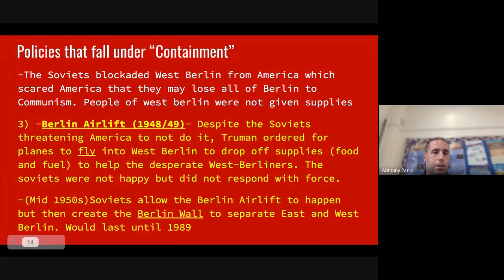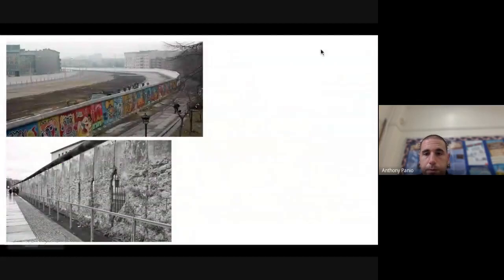If you guys can, you need to put in the chat, please do. Otherwise, I want to move on to these pictures. All right. So this is the Berlin Wall a little bit later on. Okay, this is the Berlin Wall a little bit later on, both of the pictures here.